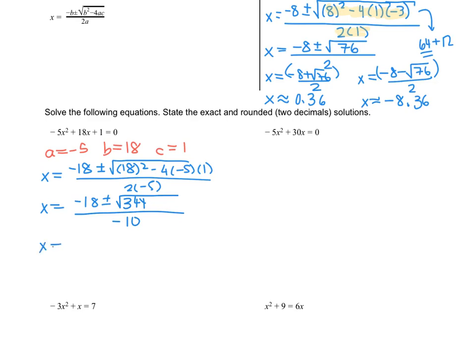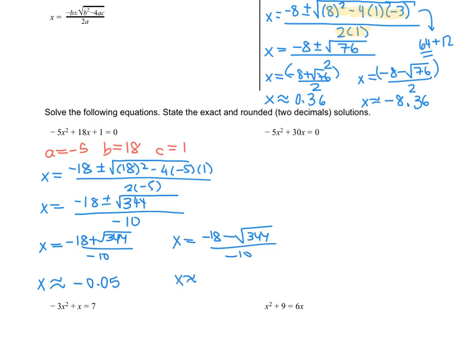So the exact solutions would be negative 18 plus the square root of 344 over negative 10, or negative 18 minus the square root of 344 over negative 10, and that's because of that plus or minus. When you plug this into your calculator, make sure you're using the approximately-equal signs, and you should have approximately negative 0.05 as one solution and approximately 3.05 for the other.